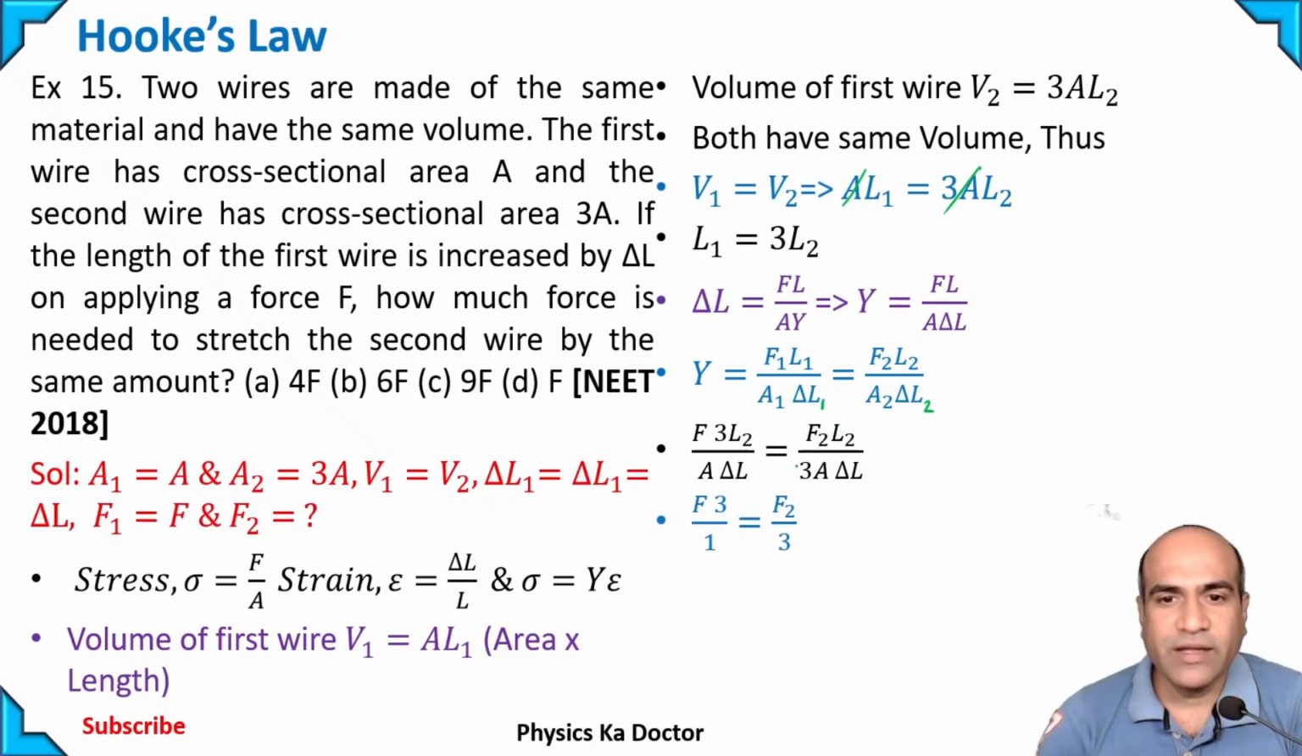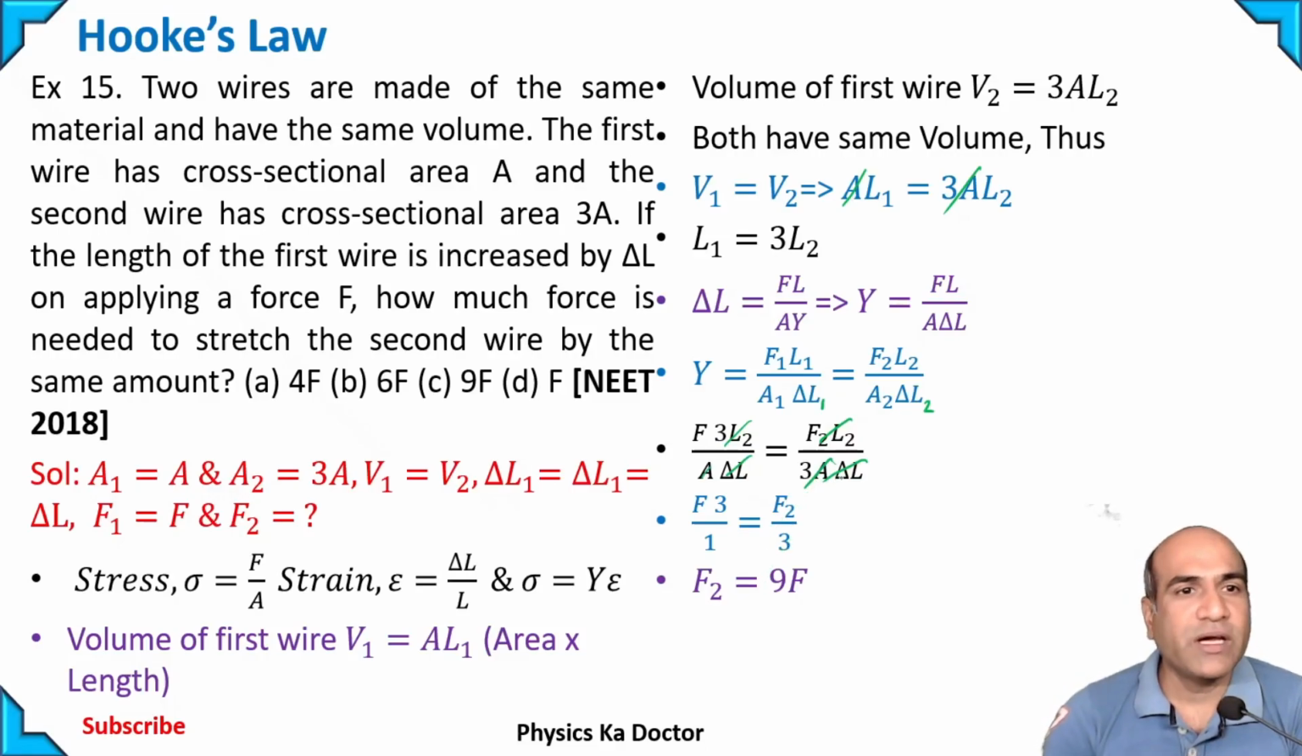Put the values here. L1 and L2 you can cancel out because we know the relation between them. Increase of length is also similar. Y is common, so you can delete it. So it becomes F multiplied by 3 is equal to F2. So F2 is equal to 9F, and it is very simple. So C is the correct answer, solution number C. I think you must have got a similar answer.